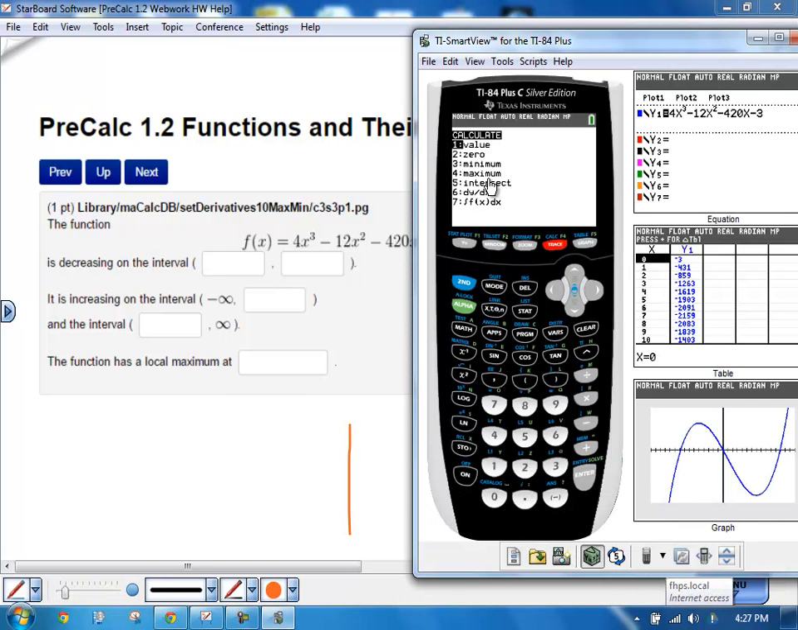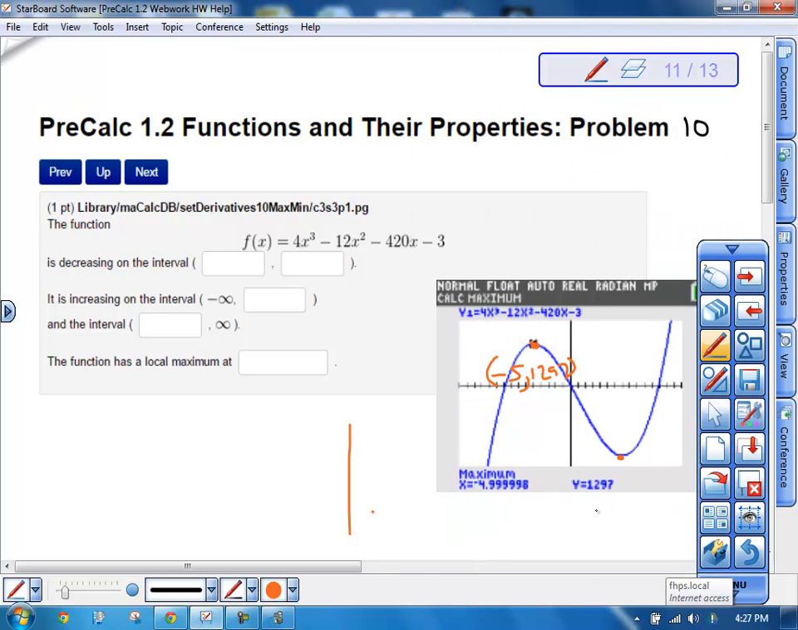Now for the next point, do minimum, and scroll all the way over to find this minimum right there, the same way you found the maximum. And that gives you 7, negative 2159. Now we can use those to answer the question. It says it's decreasing on the interval from negative 5 to 7 for me, and then it's increasing on the interval from negative infinity all the way to negative 5, and on the interval from 7 to infinity. And the function has a local maximum at negative 5, 1297. That's just that point.